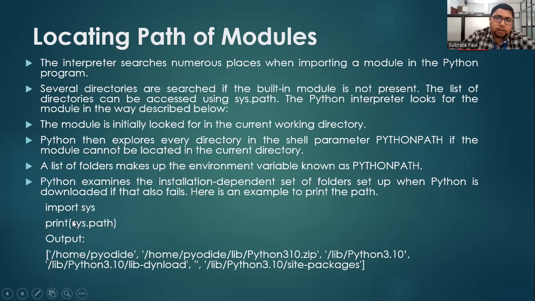So here is an example: import sys, print sys.path. First of all, you see we have imported the sys library, and we have used the dot path attribute in order to locate the position where our module resides.